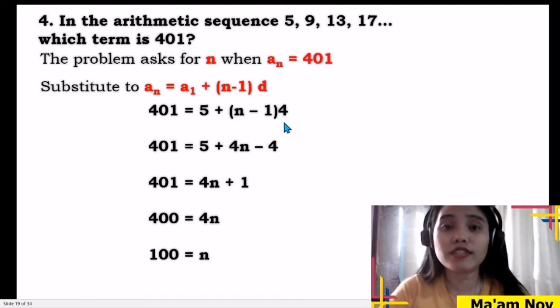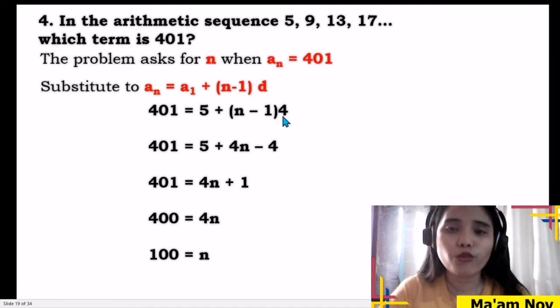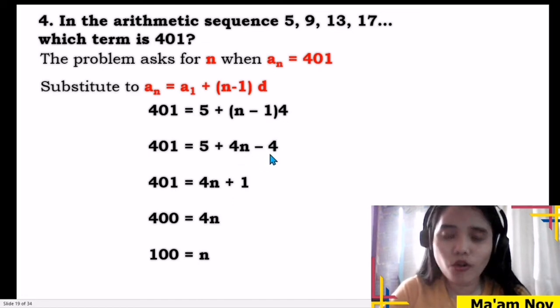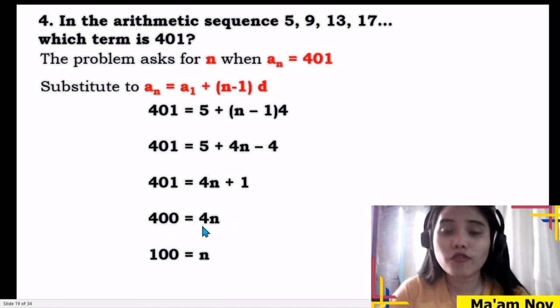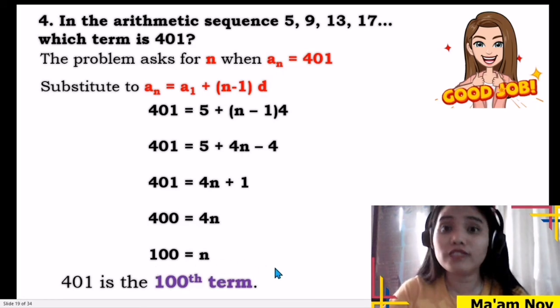Okay, so simplify natin yung nasa right-hand side ng equation. So, distribute natin si 4. 4 times n is 4n. 4 times negative 1 is negative 4. And then simplify. 5 minus 4 is positive 1. So, naging 4n plus 1. And then, so, we have 401 equals 4n plus 1. And it becomes 400 na para matanggal si positive 1 sa kabila. Okay? So, we have 400 equals 4n. Divide natin both sides by 4. So, cancel na ito. So, naging n na lang. And 400 divided by 4 is 100. Which means, 401 is in the 100th term.